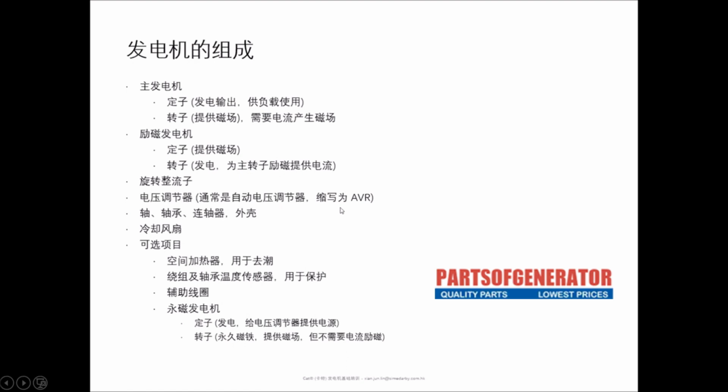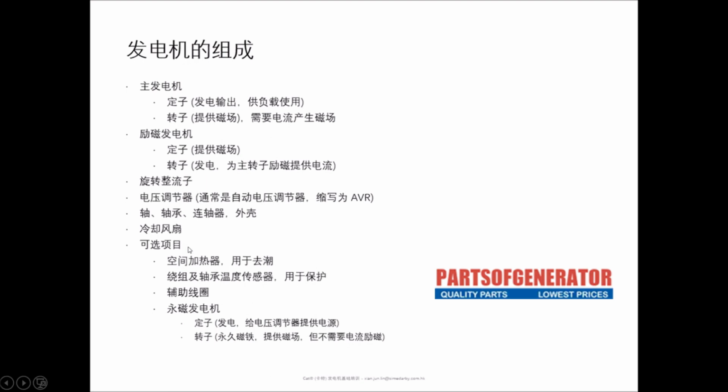The third one is the rotating rectifier. This rotating rectifier converts the AC power emitted by the rotor of the excitation generator into DC power and supplies it to the main rotor excitation. The fourth one is the voltage regulator. Usually an automatic voltage regulator is used, which means it does not require manual intervention. The English abbreviation is AVR.